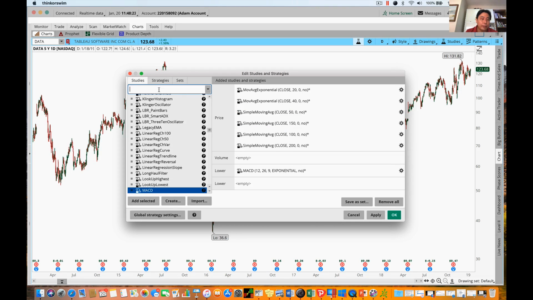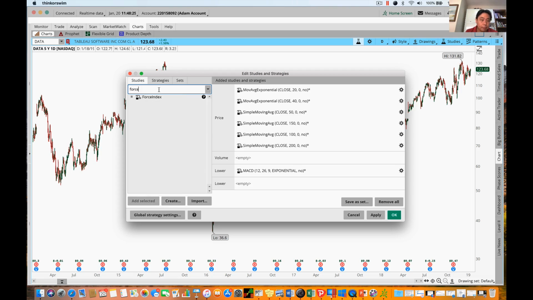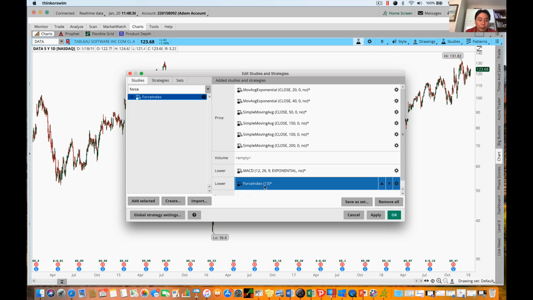Next, we're going to put in force index. Force index. And again, these indicators are available on any charting software. Whichever you use, these are standard indicators. So double click on that. And for force index, we'll be using the default 13-day average for the force index.